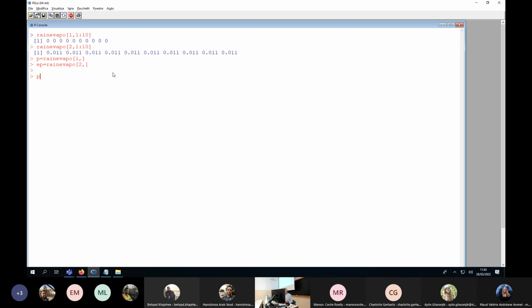Okay, now if I make P110, I get the same as rain evapo. Sorry, I forgot the index. I got the same as rain evapo, column 1 from 1 to 10. Perfect. Now I have P. I can plot it, plot P with a line, just in order to check that everything is fine.